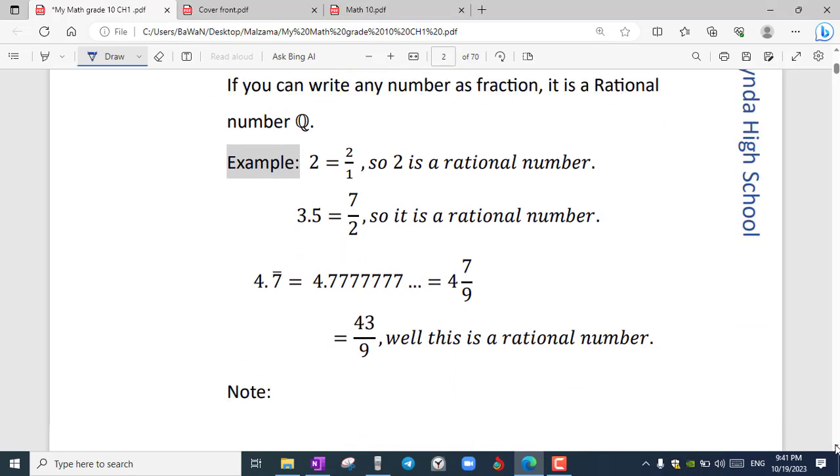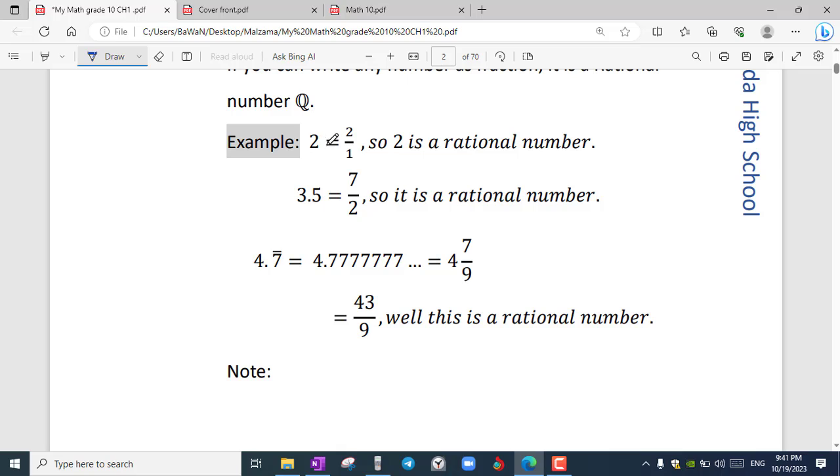There is an example. 2 we can write it as 2/1, so 2 is a rational number. 3.5 is a decimal number. We can write 3.5 as 7/2. This means 3.5 or 7/2 is a rational number.